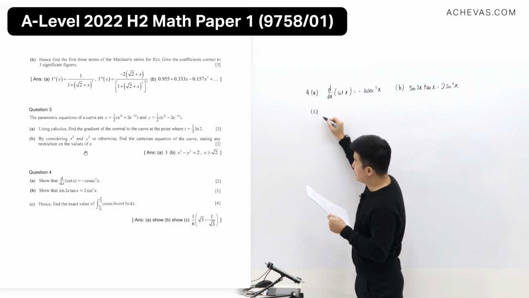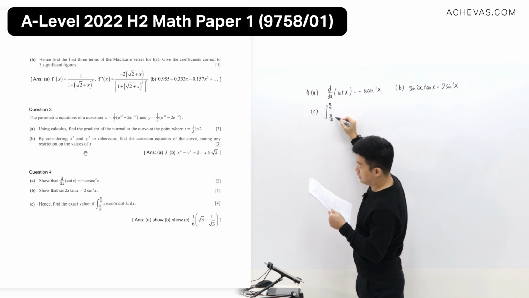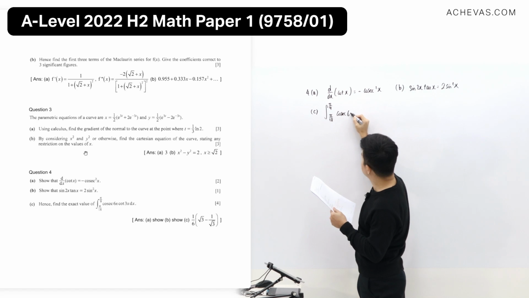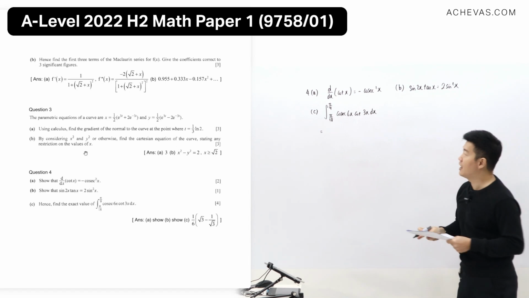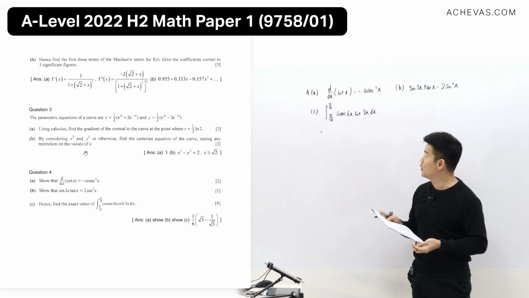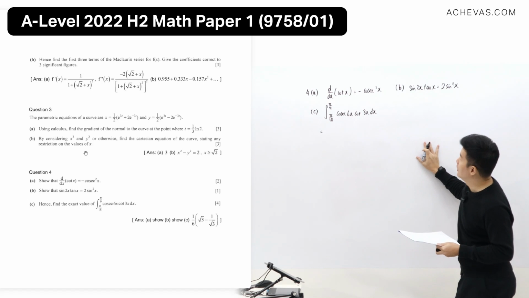So for C, we are supposed to find the integration from pi over 18 all the way until pi over 9 of cosecant 6x, then cotangent 3x. Okay, let's see how we are able to at least relate this to whatever is coming up in A and B, okay?